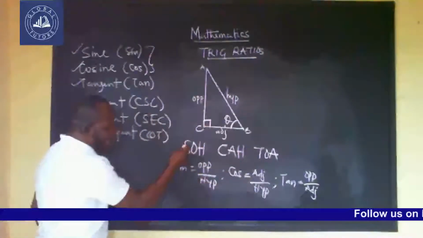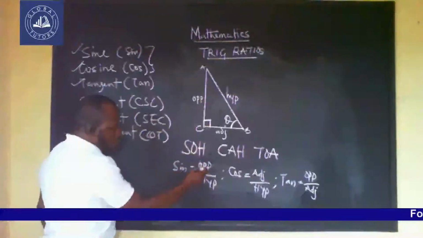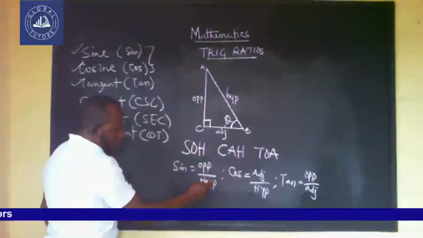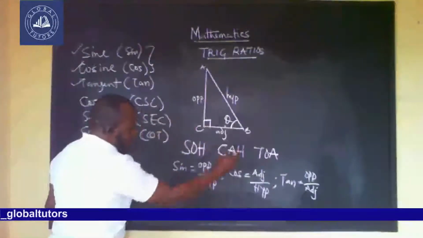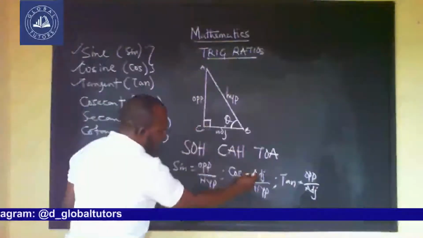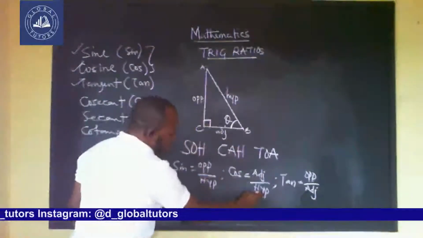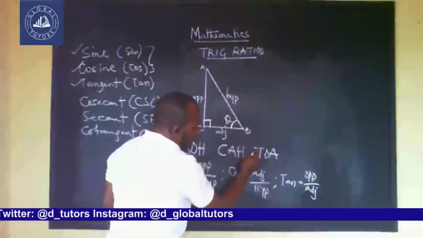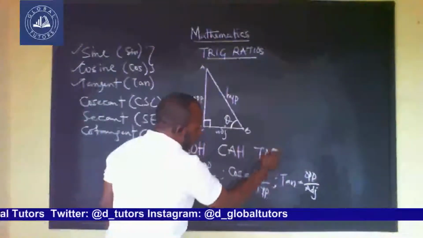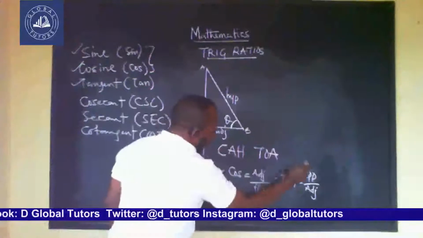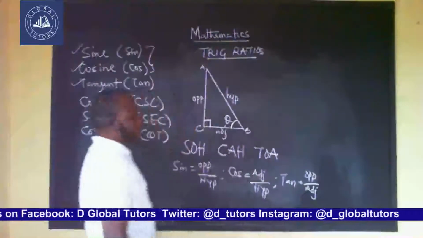SOHCAHTOA. S here stands for sine theta, O for opposite, H for hypotenuse. CAH here stands for cos theta, A, adjacent, H, hypotenuse. Then TOA. T here stands for tan theta, O for opposite, and A for adjacent.